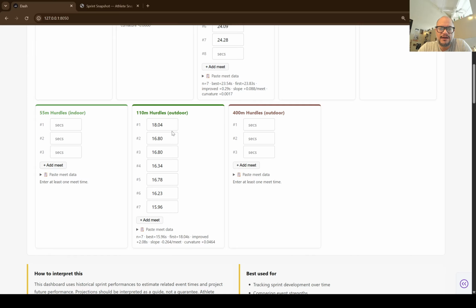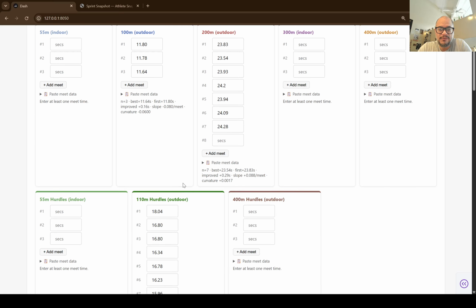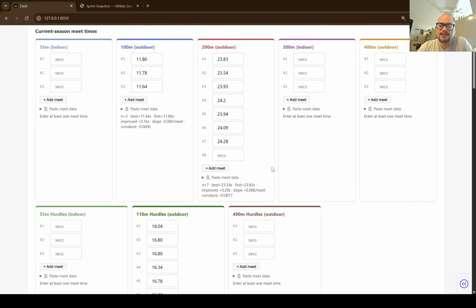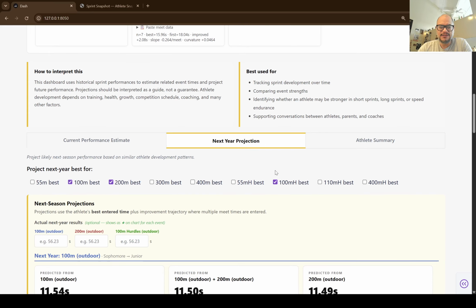We can see that there are big improvements in their hurdle performance, not so much improvement in the 200 and a little bit of improvement in the 100. All of this information is taken together to help gather these estimates, right? So it's not just their best performance, it is also the trajectory of the performance, and the shape that it makes when you graph the performance is involved in these projections.